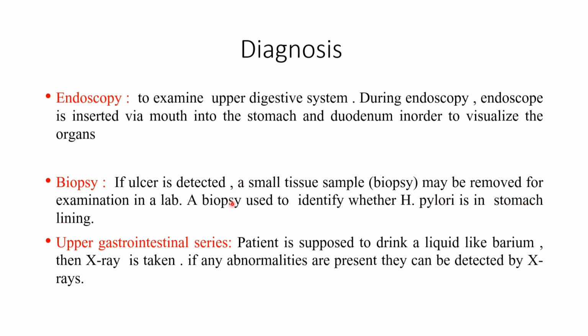In upper gastrointestinal series, radiography is preferred. The patient is supposed to drink a liquid like barium, then an X-ray is taken. If any abnormalities are present, they can be detected by the X-rays.